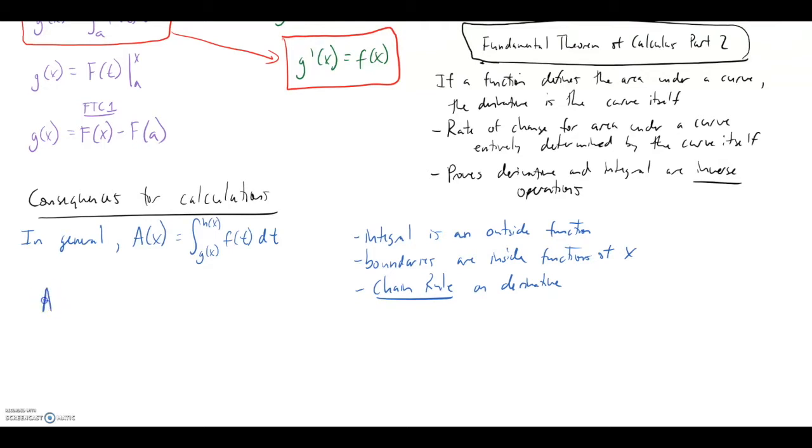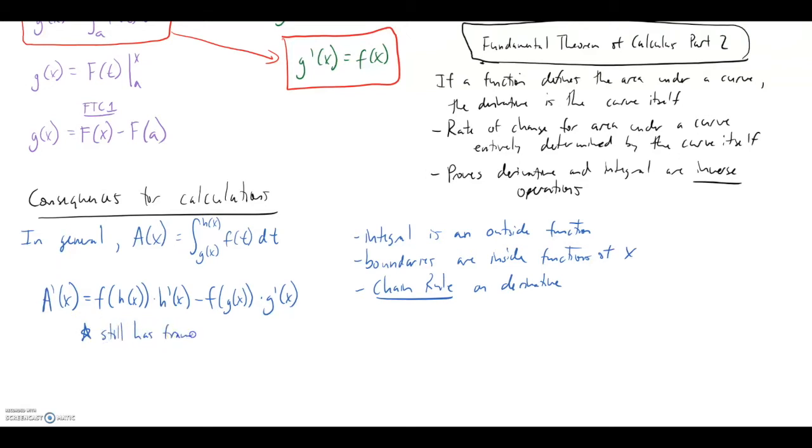So now to differentiate this function and get A prime of x, the derivative eliminates the integral, and our top boundary, h of x, takes the place of our dummy variable t. But chain rule states that we also have to multiply by the derivative of that inside function of x. We will then subtract the lower boundary taking the place of t, so f of g of x, times the derivative of that inside function, g prime of x.